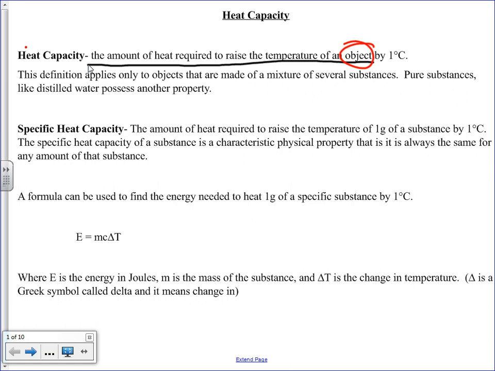The difference between heat capacity and specific heat capacity is this. For specific heat capacity, we're talking about a specific substance and a specified mass, 1 gram. So we're back to chemistry where we do things small. Everything is in grams for this. So the amount of heat for specific heat capacity is the amount of heat required to raise the temperature of 1 gram of a substance. Now it's only one material. By 1 degree Celsius.